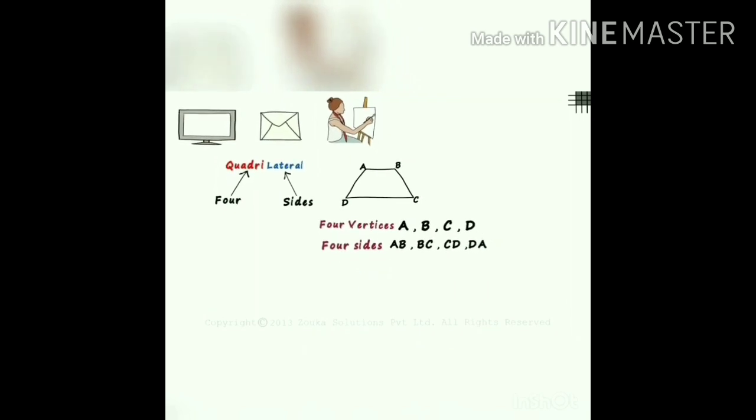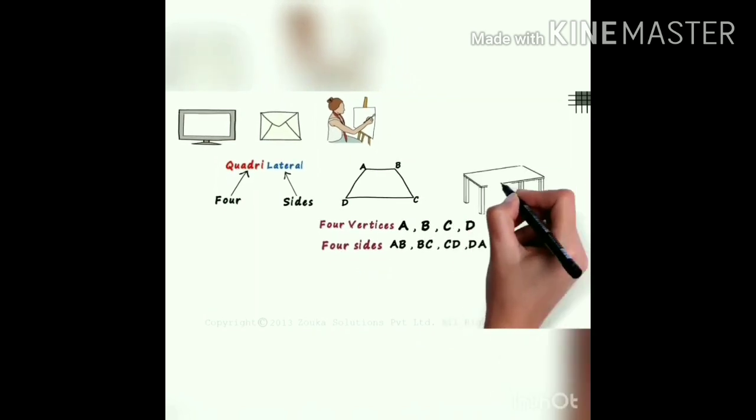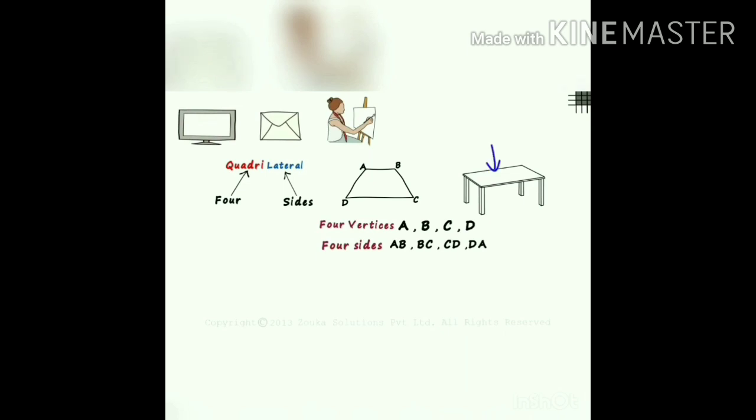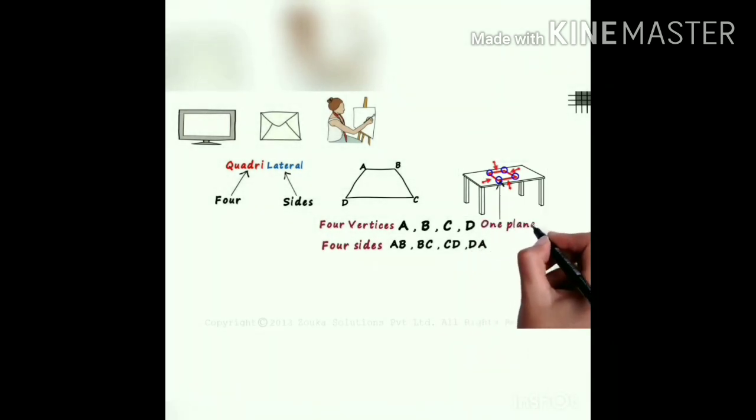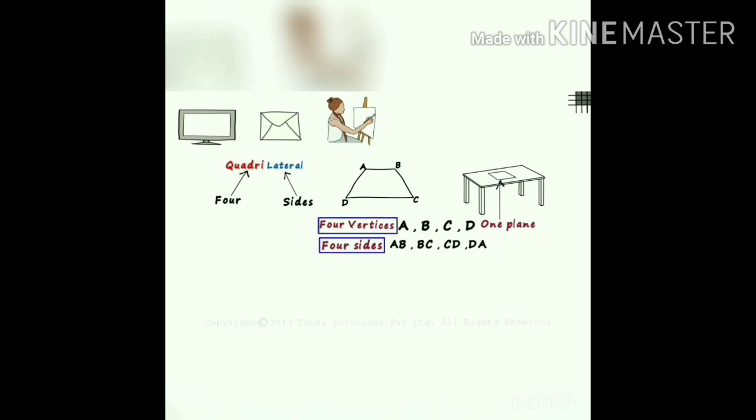Consider this table. The surface of this table is flat, it is a plane surface. If you look at a quadrilateral closely, you can see that all the vertices and the sides of the quadrilateral lie in one plane. So a quadrilateral has 4 sides and 4 vertices and is a closed figure lying in one plane.